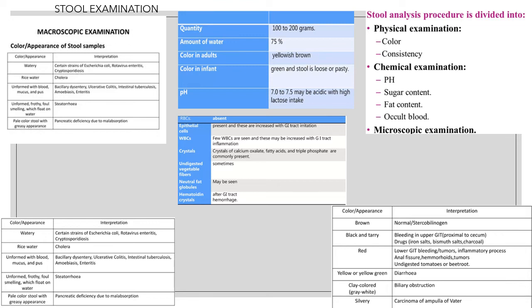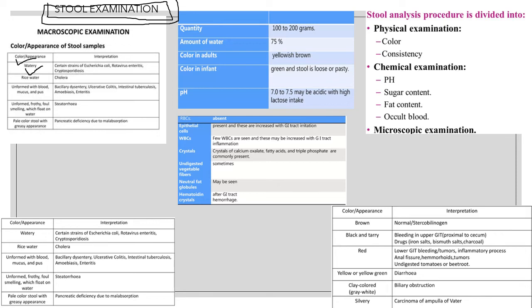The next up you have is stool examination. So stool examination is basically your excreta, and again you have morphological macroscopic examination. Color: the color of the stool should be brown. It should not be so watery. It should be semi-solid in its consistency.